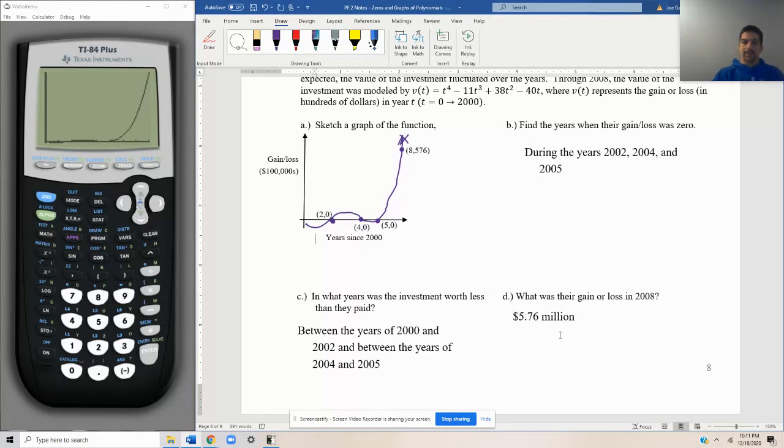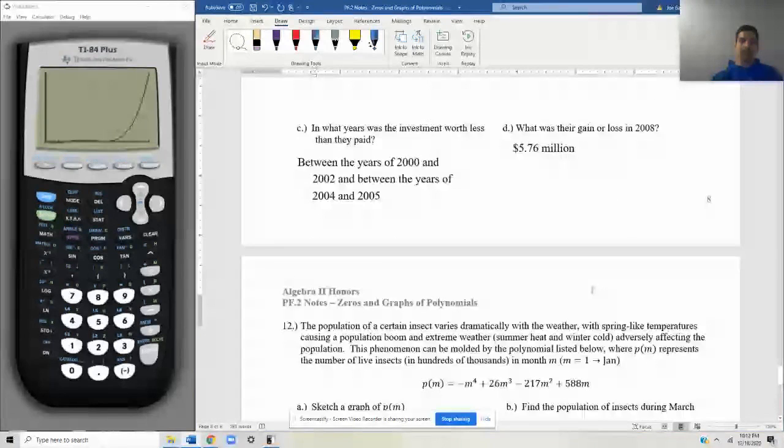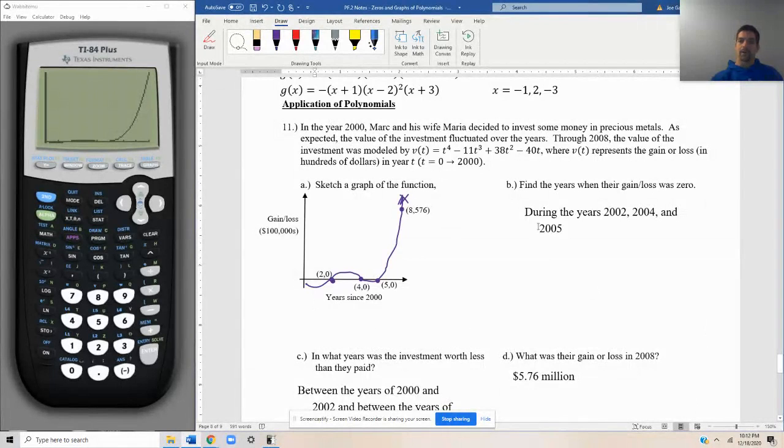This looks like a good place to stop for PF2. Sorry it was a little bit longer here with the lack of technology, but hopefully you guys get a good idea of how to graph by hand and then how we can use our technology to help us graph and solve questions. In class on Monday, when we reconvene, we will go ahead and go through problem number 12 and then cover any questions that we may be having on homework or practice.